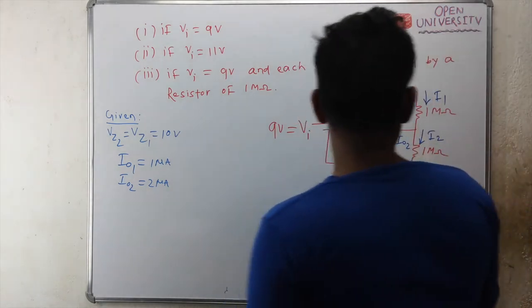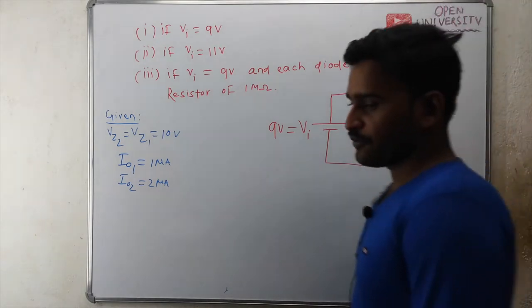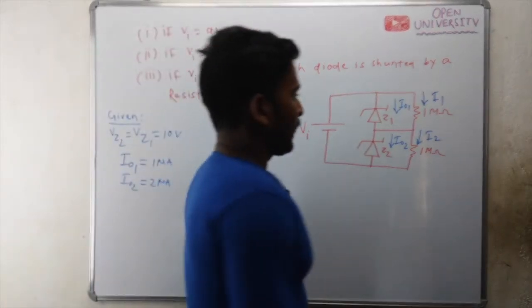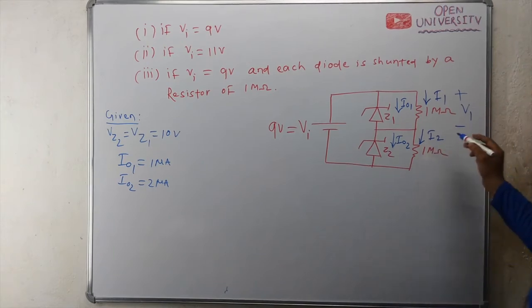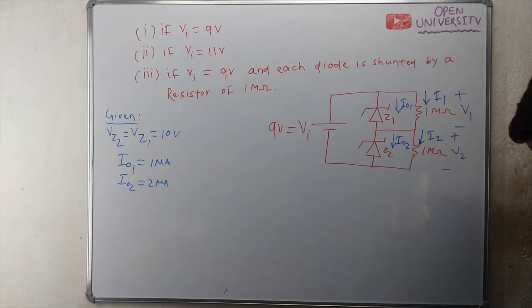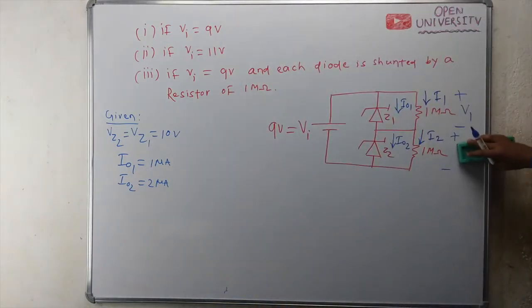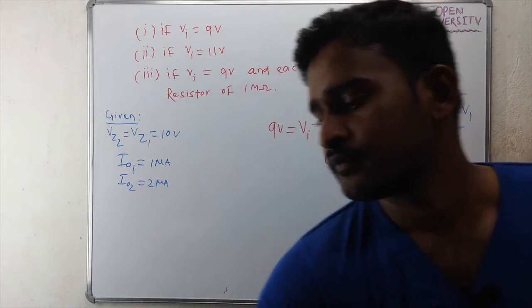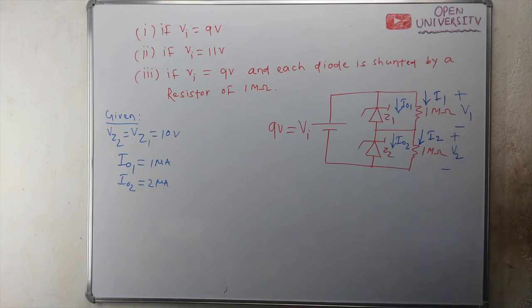So first indicate these signs, and find out the value of V1 and V2. Let the voltage across each diode be V1 and V2. I am now indicating the signs like this, plus and minus. V1 is the voltage across Z1 and V2 is the voltage across Z2.